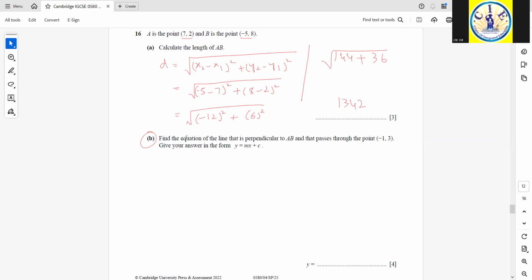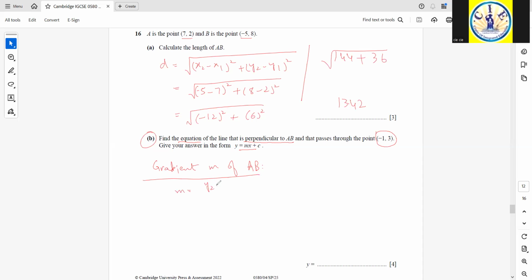Okay, now for part B, find the equation of the line that is perpendicular to AB and that passes through this point negative 1, 3. Give your answer in the form y equals to mx plus c. Okay, first of all, the gradient m of the line AB, that is what we need to calculate.